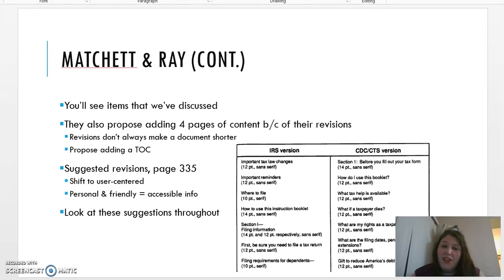So when we're talking about a table of contents, you can see some of the information that they wanted to add in this column on the right here.